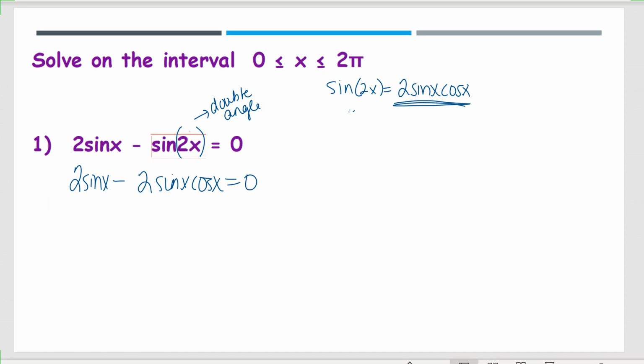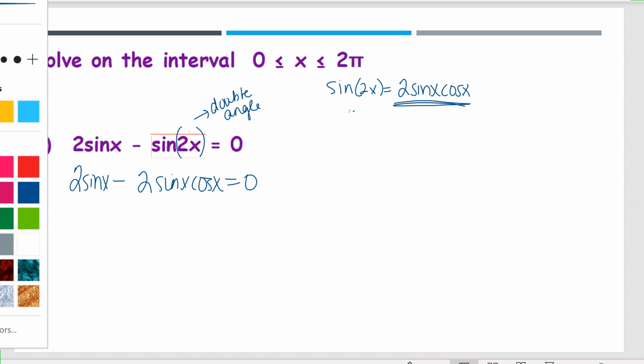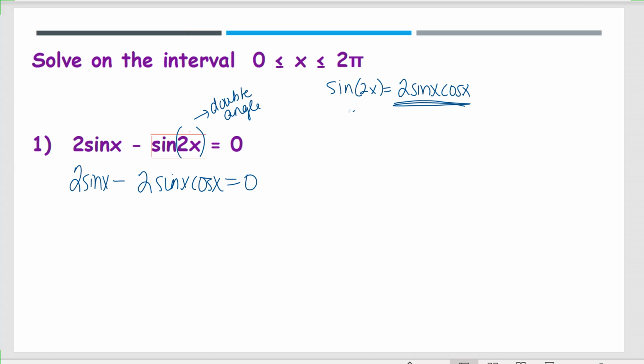So from this point on, now we're back to our regular problems that we've been doing for quite some time in the previous lessons, where we're going to look for a greatest common factor. We're going to see if we can solve by taking the square root or factoring a difference of squares, or if we have a trinomial that we need to factor like we factor our quadratics. So this one has a GCF. We have 2 sine of x in both first and second terms. So I'm going to factor that common factor out.